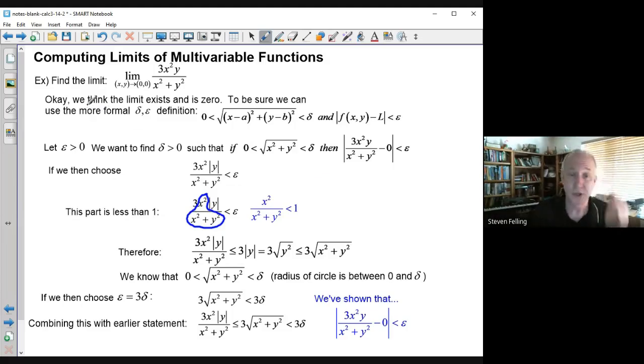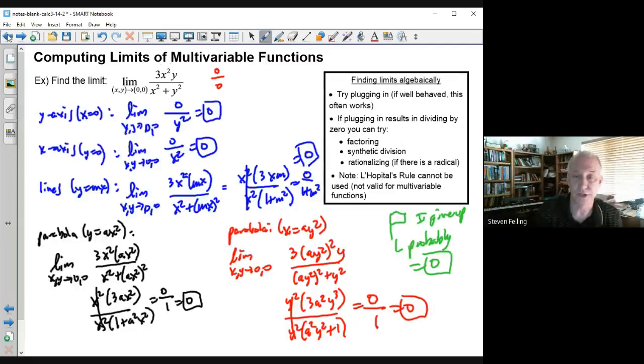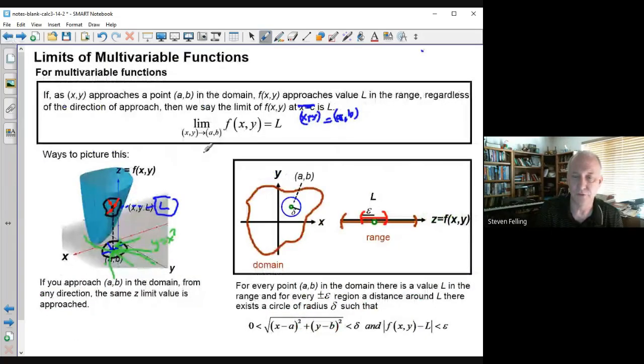They would say, okay, we think the limit exists and it's 0. To be sure, we're going to use this more formal definition that we did back here: if the limit exists, there's a circle around the point in the domain with radius delta, such that if the actual radius is between 0 and delta, there exists an epsilon such that the difference between the function value and the actual limit magnitude is less than epsilon. So if you can show that there's an epsilon when this is true, then you've shown that the limit exists. That's a very, very formal way to think.